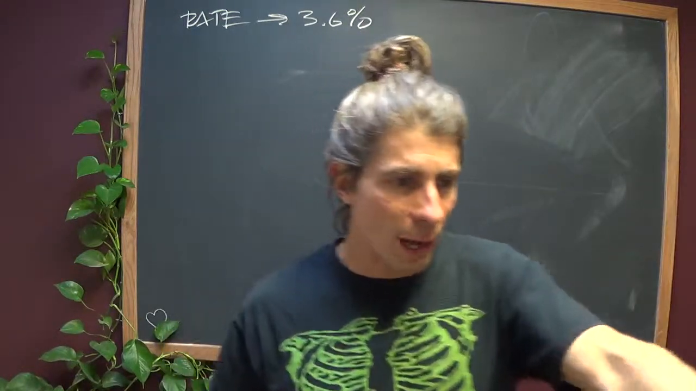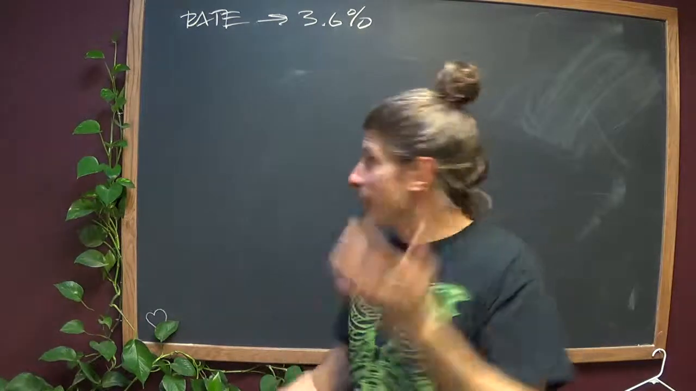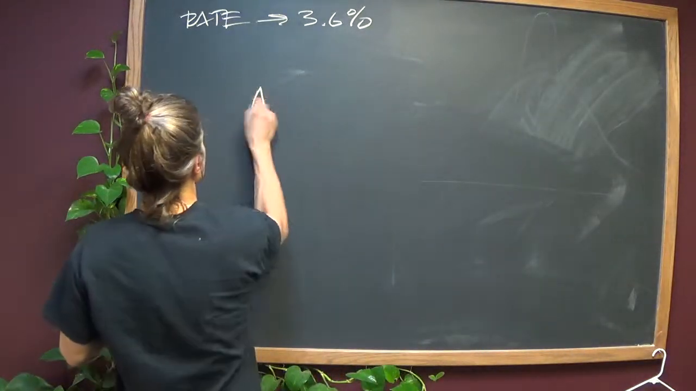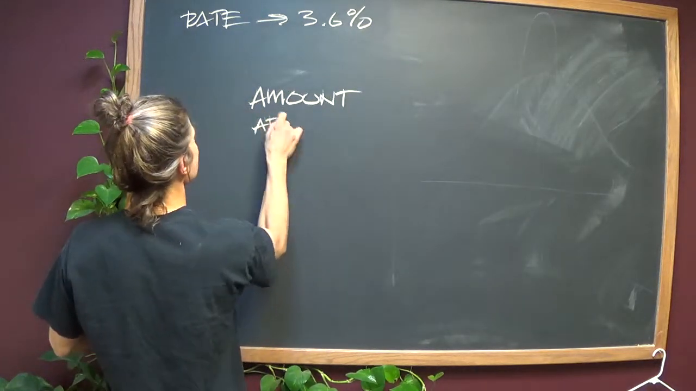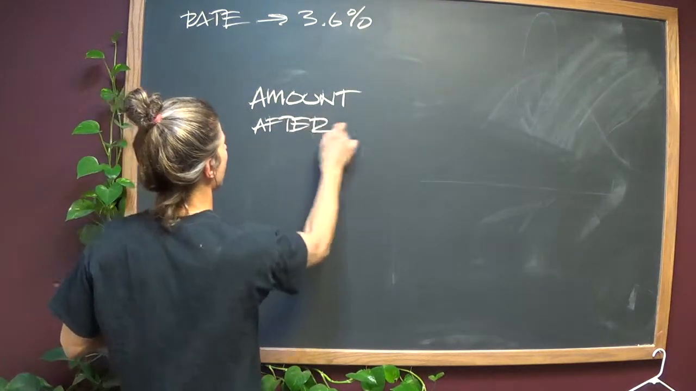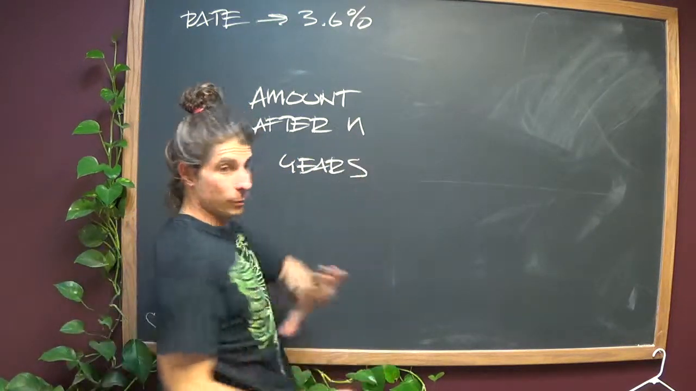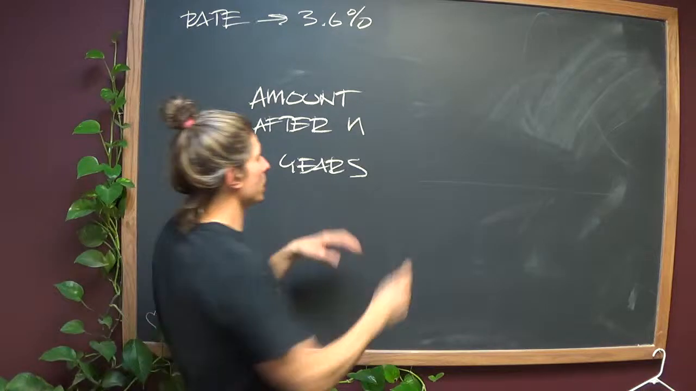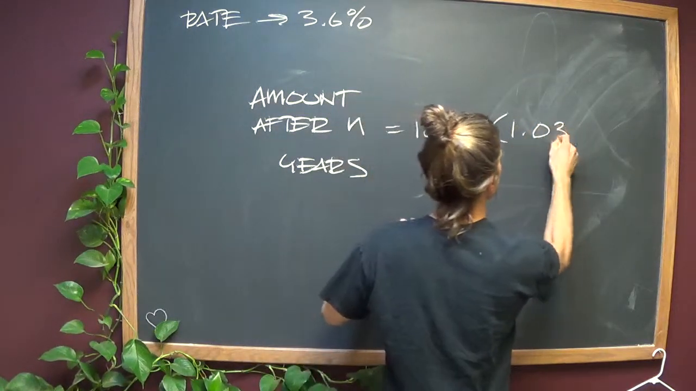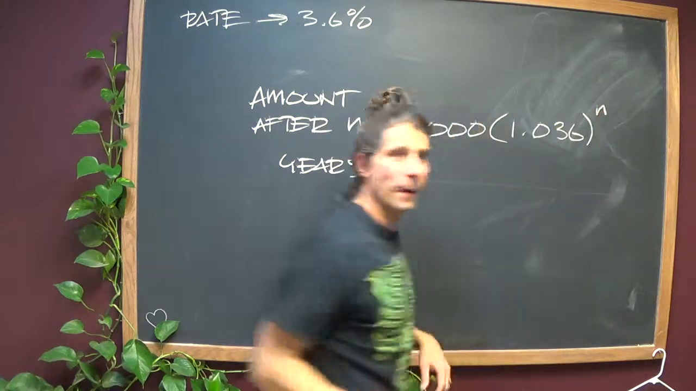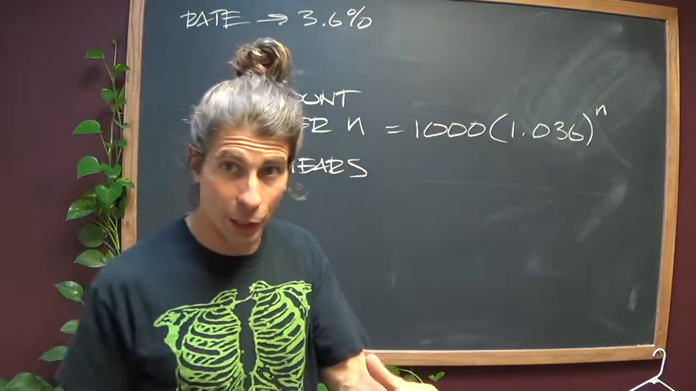And then eventually you have a model here that you work through, and the model ends up being the amount in that account after n years. I think I used the variable n. And we walk through all of this in the quiz: it's 1,000 times 1.036 to the n power. So the next question is, after 10 years, how much money are you going to make?